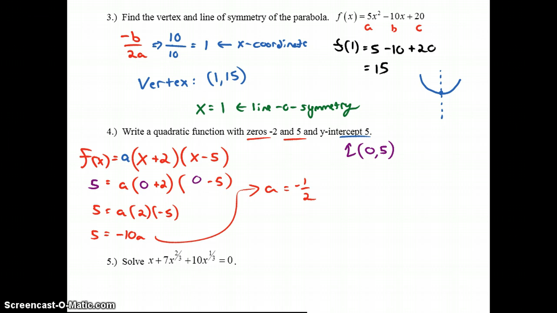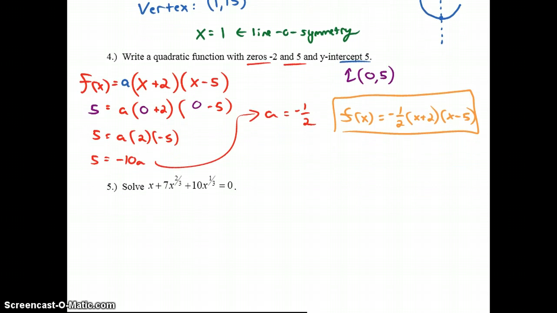In that case, our final function is going to end up being f of x equals negative 1/2 times x plus 2 times x minus 5. And we are done. This is our quadratic with the right zeros and going through the point (0, 5), or having a y-intercept of 5. Let's look at one more problem.